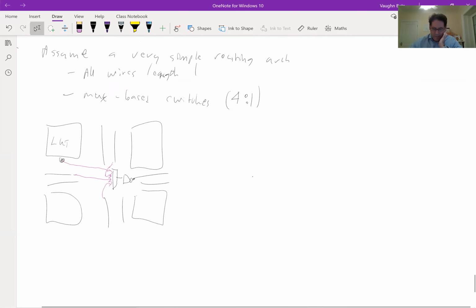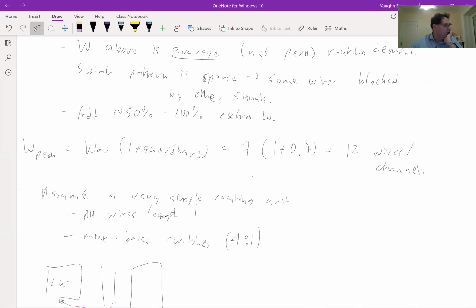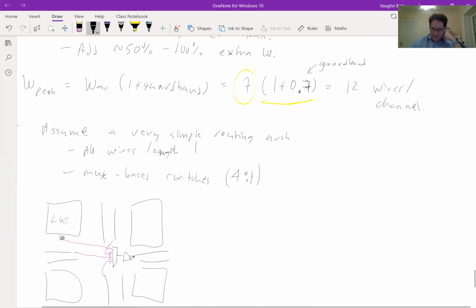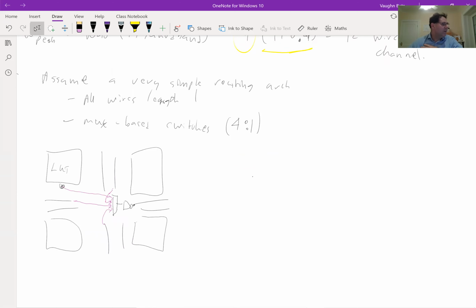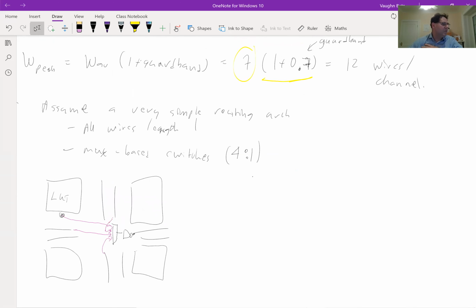Oh, okay. I actually missed a couple of questions. Sorry. So what is the factor added by 1? Is that basically a question about this? Why am I taking 1 plus? Okay, so this 7 is the W average that I computed earlier. And this 1 plus 0.7, that's just the guard band. I basically said typically you need 50 to 100%, so I picked 70%. And that gets me from kind of average to a reasonable estimate of peak, sort of peak usable channel width.